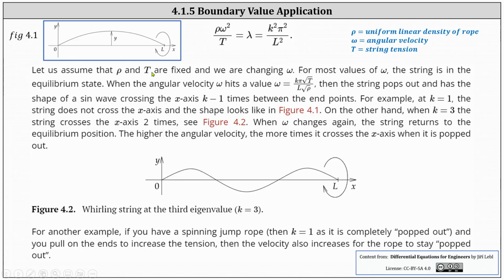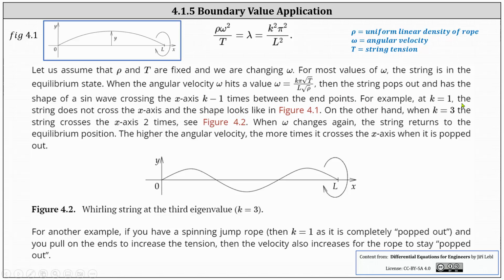And now let's assume that rho and T, which are the uniform linear density and the string tension, are fixed, and we are changing omega, the angular velocity. For most values of omega, the string is in the equilibrium position y equals 0. When the angular velocity omega hits a value of omega equals k pi times square root T divided by the product of L and the square root of rho, then the string pops out and has the shape of a sine wave crossing the x-axis k minus 1 times between the endpoints. This equation for omega came from solving the equation above for omega. And again, when omega hits this value, the string pops out and has the shape of a sine wave crossing the x-axis k minus 1 times between the endpoints.